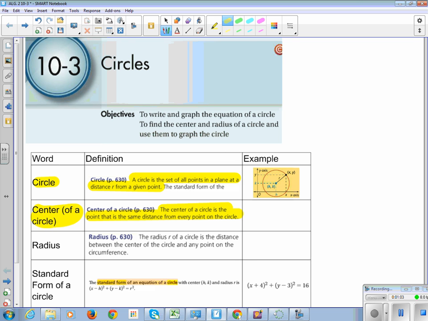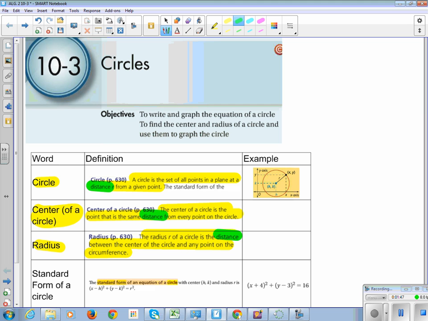Really what we're looking at here, two words come up twice in these definitions. In circles, we are caring about the distance. And if you look at radius, the radius r of a circle is the distance between the center of the circle and any point on the circumference. So here's that word again, the distance. And in fact, we get the standard form of a circle from the distance equation.